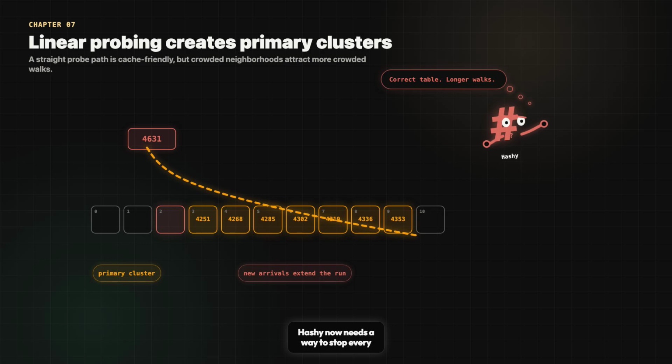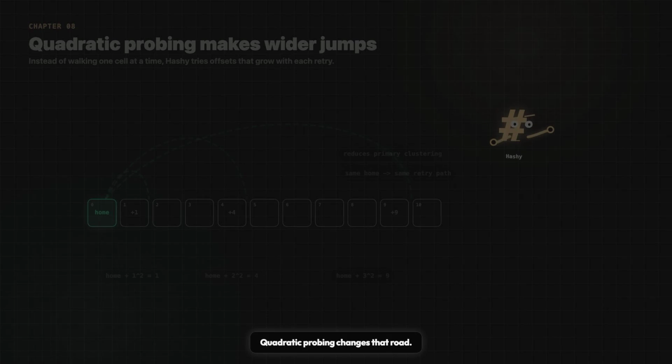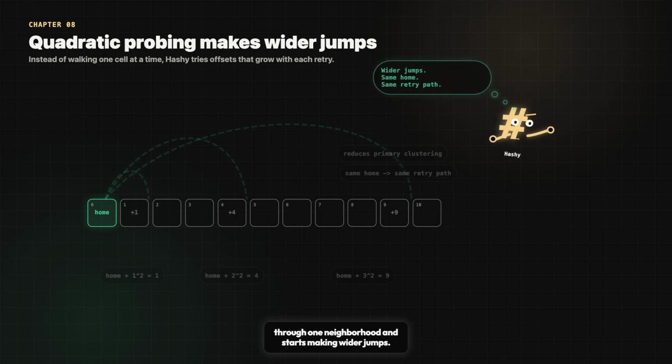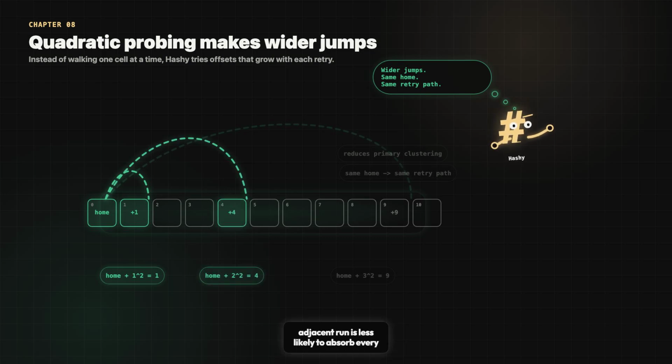Hashy now needs a way to stop every collision from marching down the same straight road. Quadratic probing changes that road. Instead of moving by one cell, then two cells, then three cells, Hashy uses squared offsets. Try home plus 1 squared, then home plus 2 squared, then home plus 3 squared, wrapping around the table. Visually, the probe stops marching through one neighborhood and starts making wider jumps. That helps with primary clustering, because a single adjacent run is less likely to absorb every nearby collision.